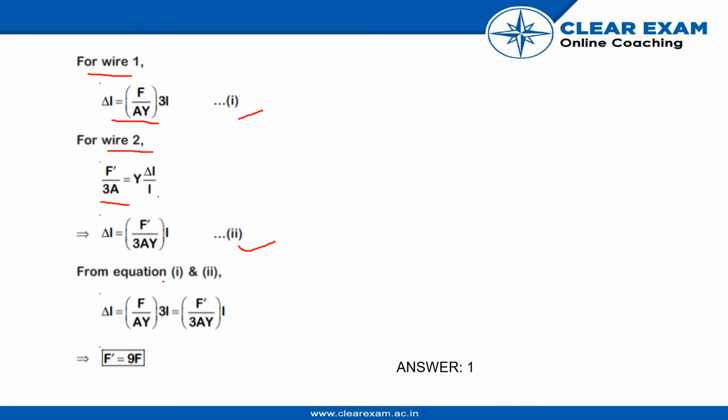Now from equations 1 and 2, we are getting delta L equals F over AY times 3L equals F' over 3AY times L. Right, so we can equate them. After simplifying it, we are getting F' equals 9F. So option 1 is the right answer.